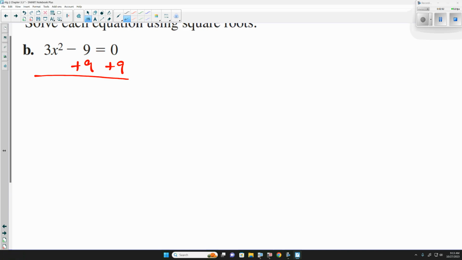It works fine here because we'd have to divide everything by 3. So we'd have to divide the 3x squared by 3, the 9 by 3, and 0 by 3. Well, 3, 9, and 0 are all divisible by 3, so it works out fine. But if it was 10 instead of 9, we'd have 3x squared minus 10 equals 0. Divide by 3 would give us x squared minus 10 thirds equals 0. Now we're messing with the 10 thirds, trying to get it by itself. I just picked a number that wasn't divisible by 3.